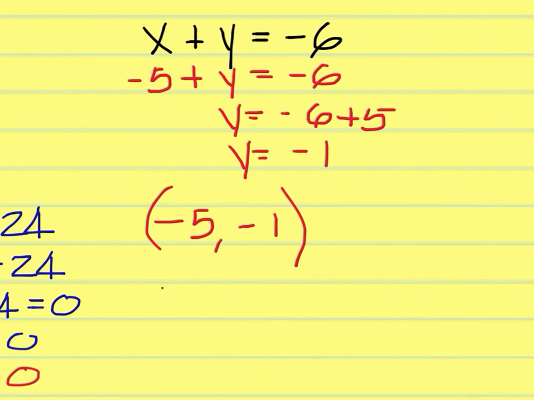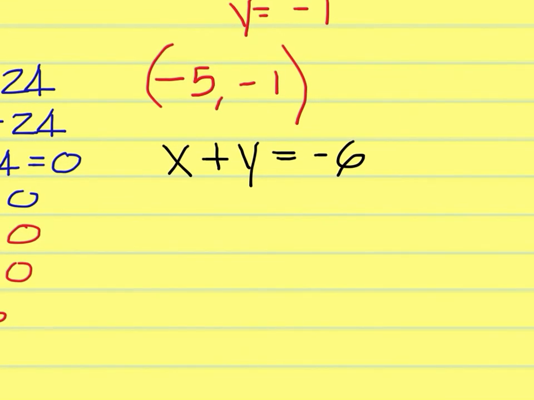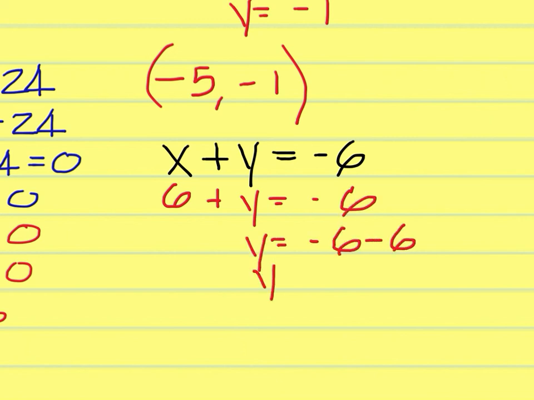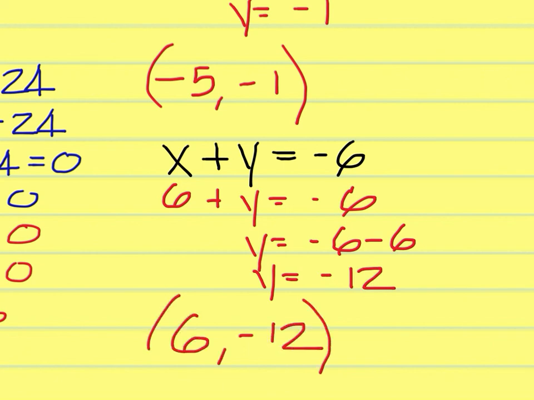Now let's start over again with x plus y equals negative 6, and this time we are going to put in a 6. So 6 plus y equals a negative 6. That would be negative 6 minus 6, which is a negative 12. We put in a 6 and came back with a negative 12. Your solutions should be this and this.